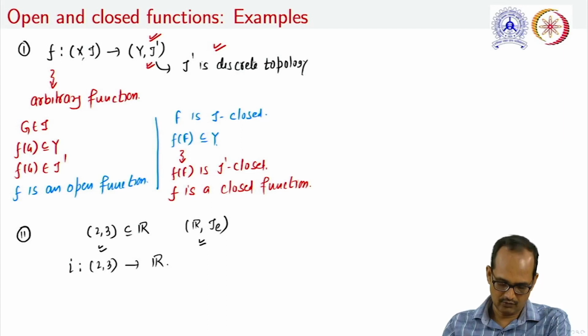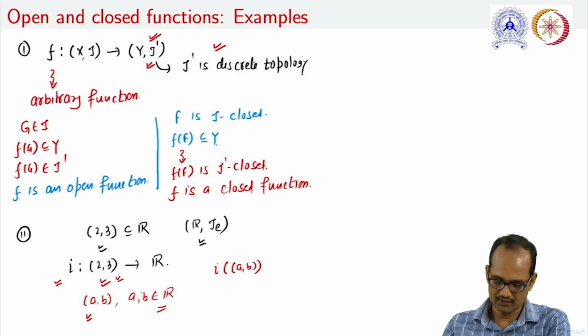Note that in the case of the relative topology, the open intervals of the form (a, b), where a and b are from R, will be open with respect to the topology on this open interval (2, 3). And because we are taking this inclusion function, we can say that the image of any open interval (a, b) under this i will be (a, b), and this is a member of the Euclidean topology. Therefore, i is an open function.